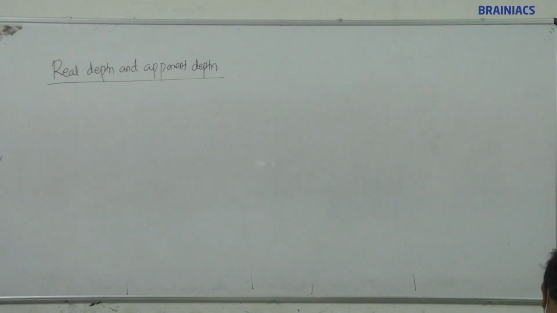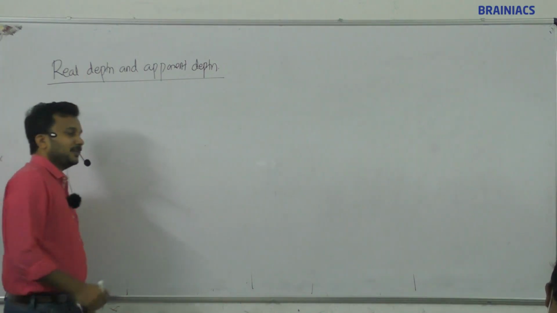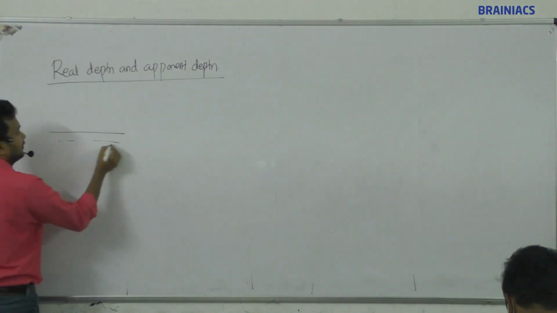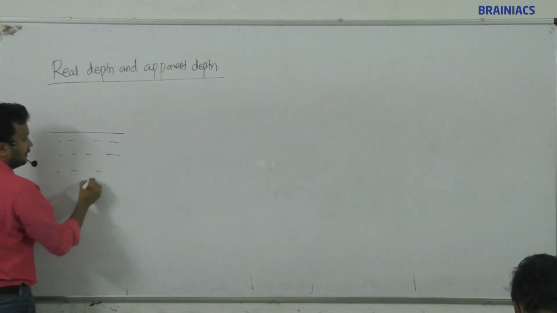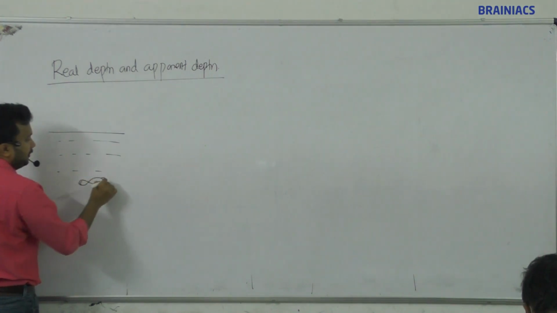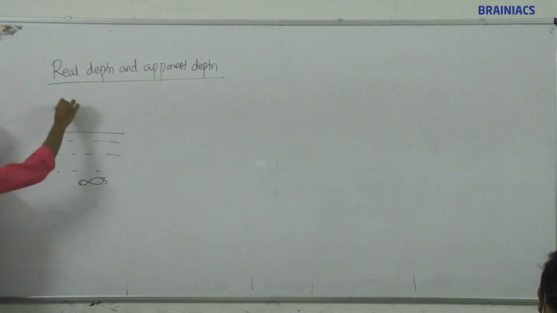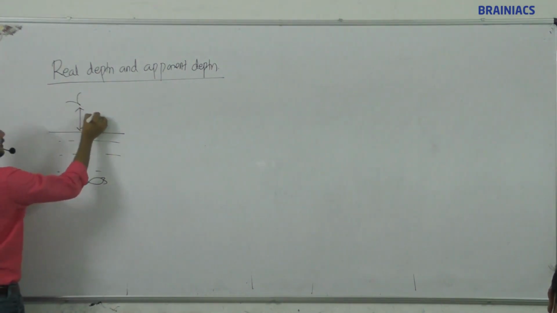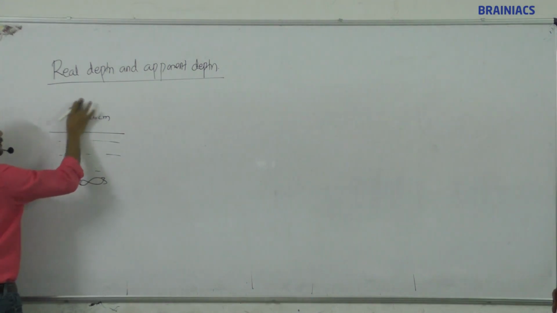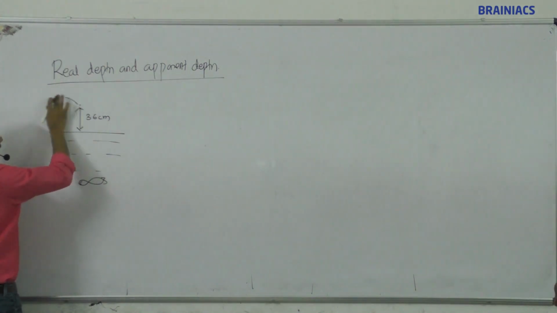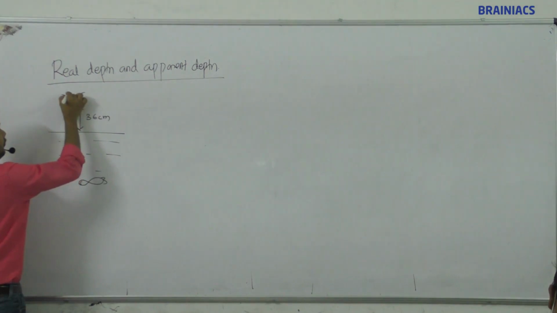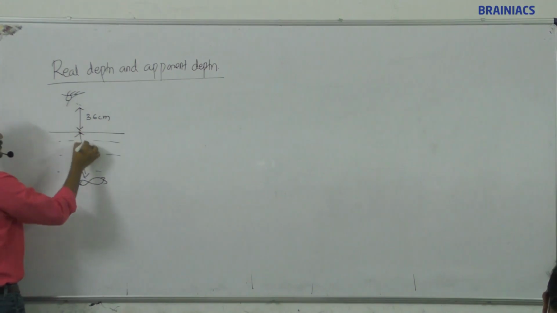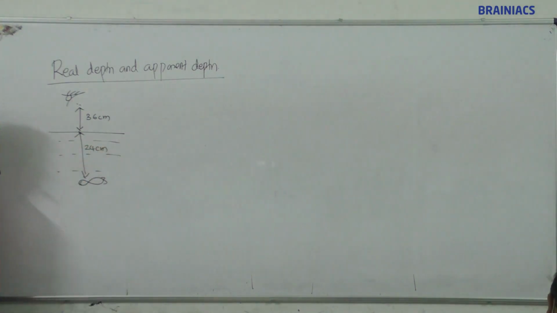How to do it? For such kinds of questions, first draw the diagram. This is an easy way to do that. The fish is available over here, and the bird is available over here. The bird is at a height of 36 centimeter away, and the fish is located at a distance of 24 centimeters away.